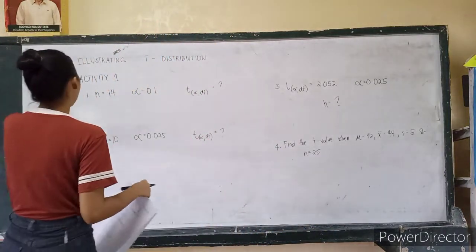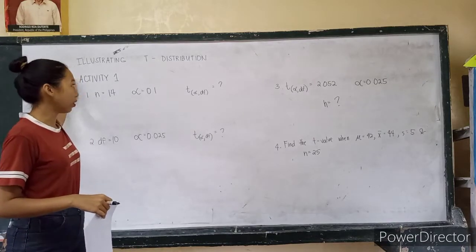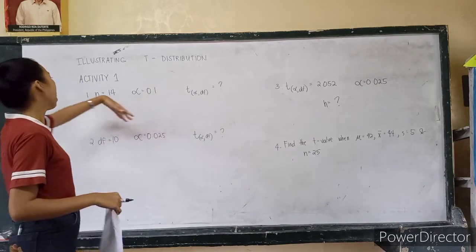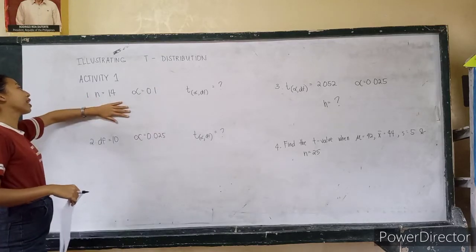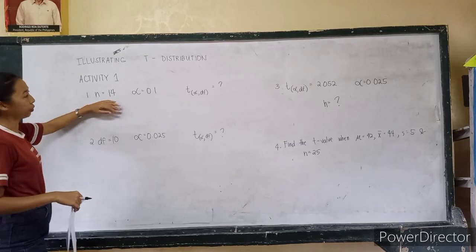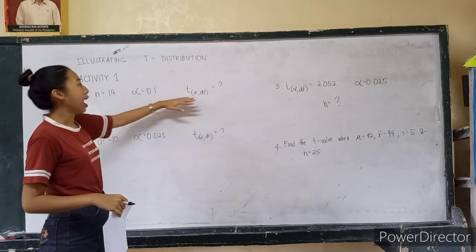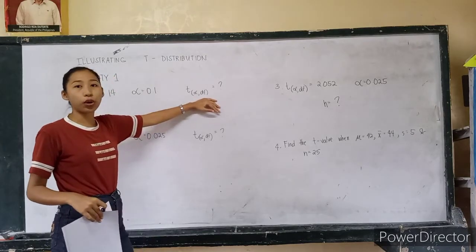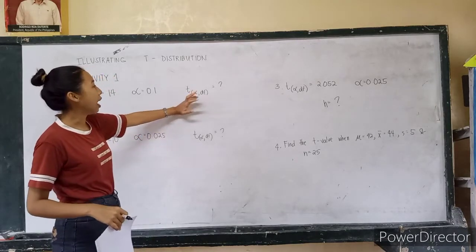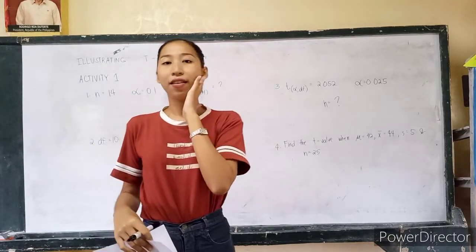Okay, so activity 1: find or determine the values that are asked in the problem. Number 1, we are given that n is equal to 14. That means your sample size is equal to 14. Alpha is equal to 0.1. And we are looking for your t value, or t alpha, df. This is denoted as your t value.